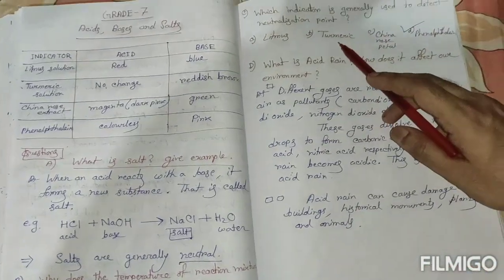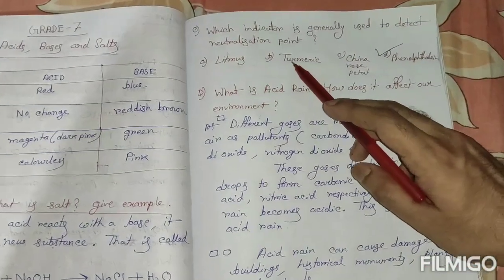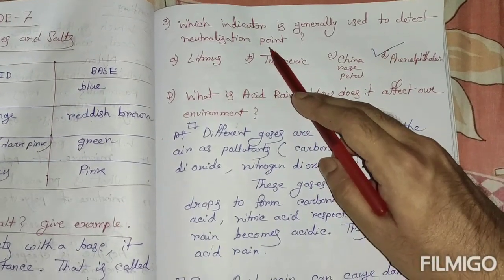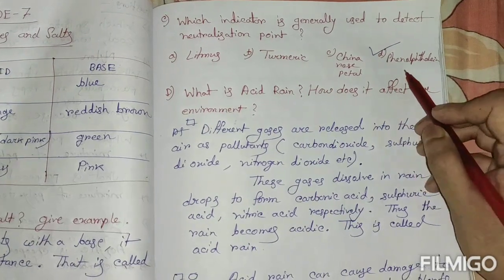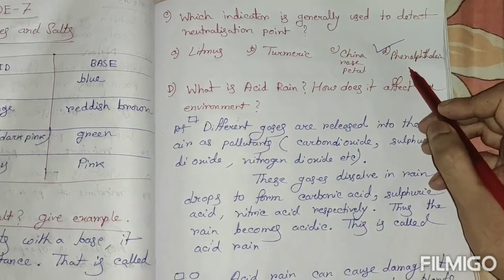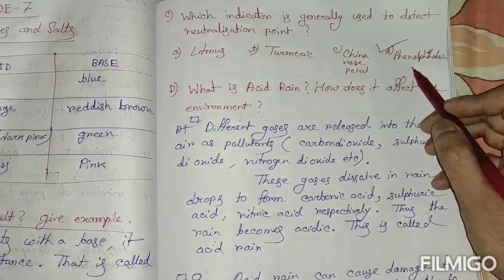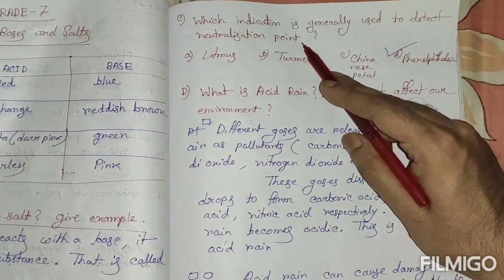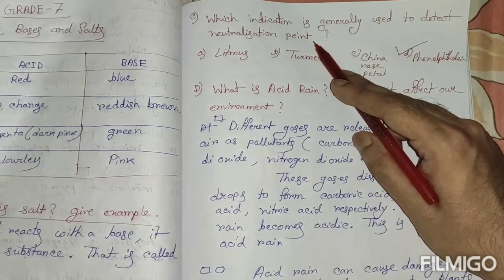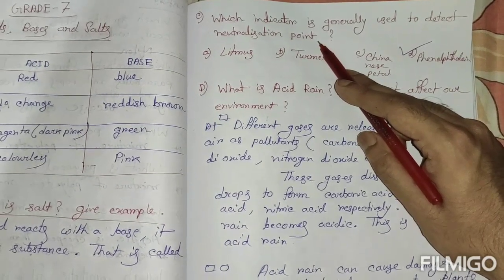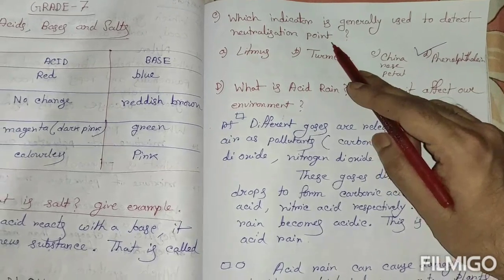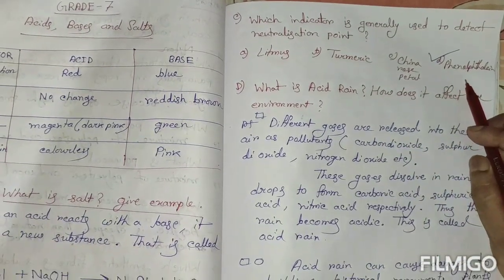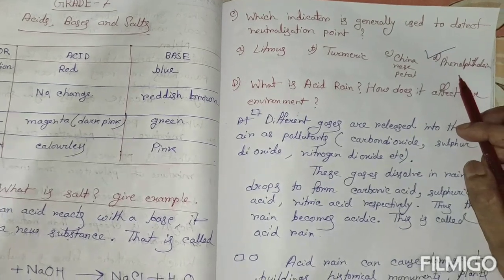Now another question, it's an MCQ question, you can see. Which indicator is generally used to detect the neutralization point? I have already told you. Here the phenolphthalein indicator is used to detect the neutralization point. Neutralization point means when an acid reacts with a base and forms a salt, that particular point is called the neutralization point, and this neutralization point is detected by the phenolphthalein indicator. You must keep this in mind.